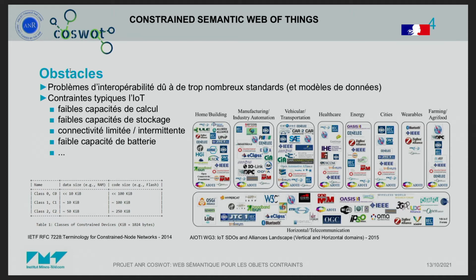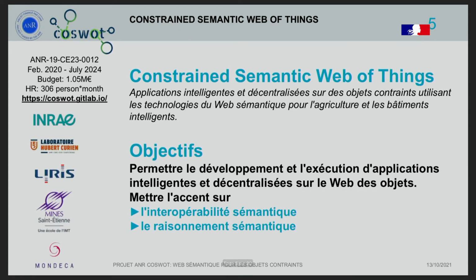on interoperability. And we also have constraints on the things of the Internet of Things that are typical, like in terms of processing capabilities or storage capabilities, limited or intermittent connectivity, and potentially also batteries are limited. So our ANR project here, called CoSWoT, for Constrained Semantic Web of Things, is in this context.